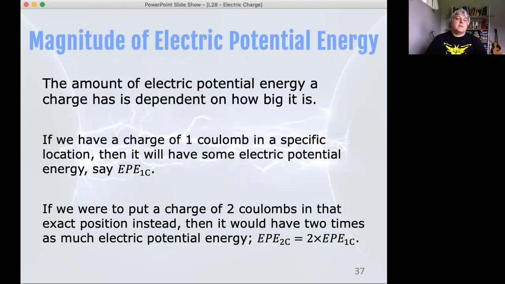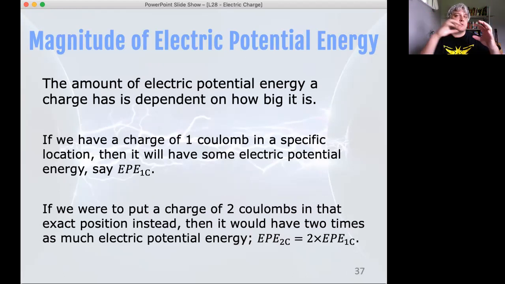The amount of electric potential energy a charge has is dependent on how big that charge is. Remember that if you double the charge, you double the force. So say we've got a single proton here, we take one proton and we push it in really close. We have to do some amount of work on it. But now instead, say we have a helium nucleus, which is two protons, and we want to push that to the same location. Because that charge is twice as big, the force is now twice as big.